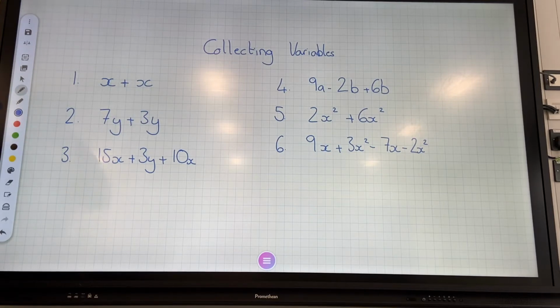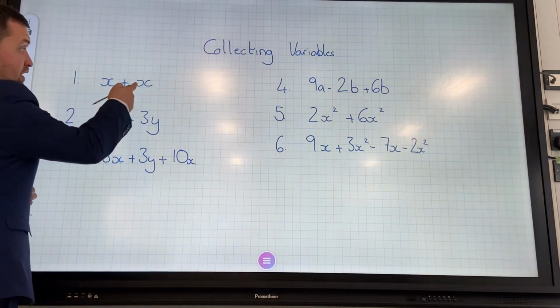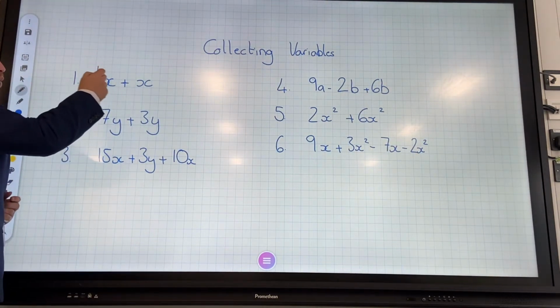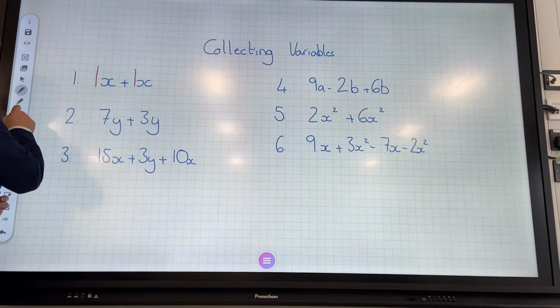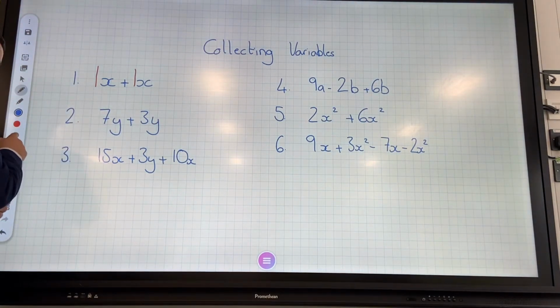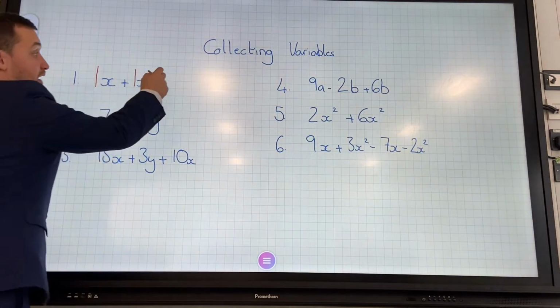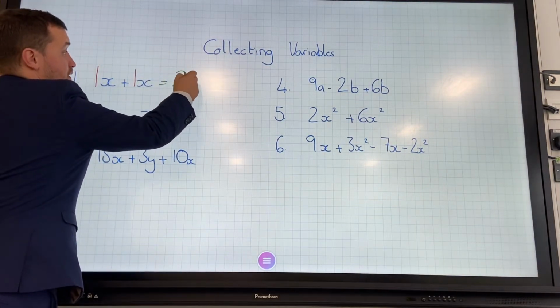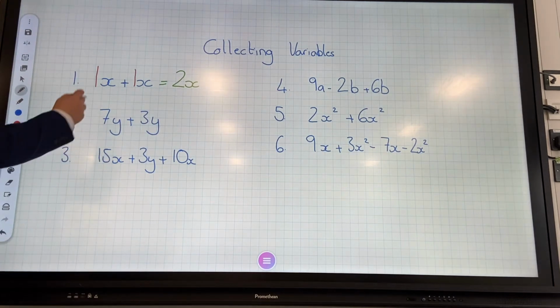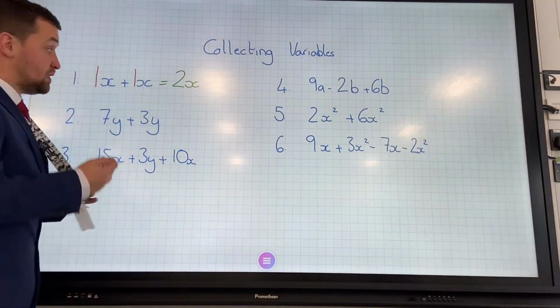Okay, so first one, we've got X there and we've got X there. Now if we have a letter on its own with no number, we class that as 1. Okay, class that as 1. So if we've got X plus X, we've got 1X plus 1X. How many X's do we have? We have 2X. Okay, so we've simplified it, but instead of having two separate x's, we've just put them together.